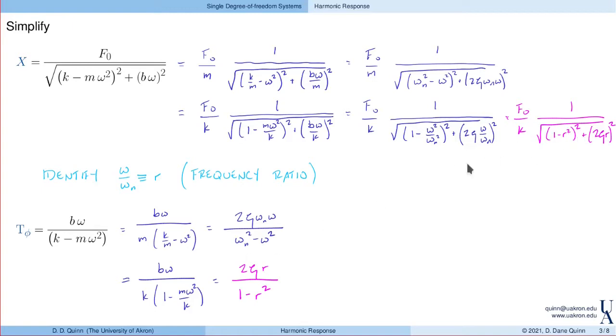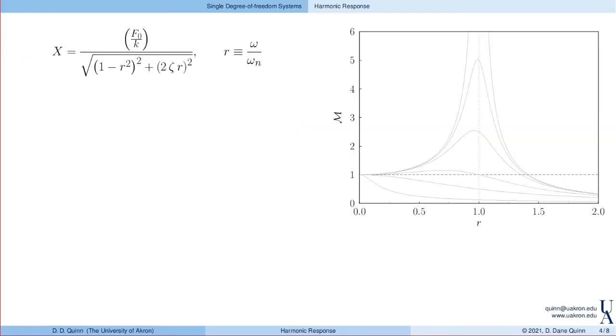So let's see how these behave as we change zeta and omega n. All right, so here it is again. This is the amplitude, and this is the frequency ratio, and we'll first focus on this amplitude calculation. And I'm going to write this in a specific way. The amplitude I'll write as, again, f naught over k, and this other stuff I'm going to identify as m, and it's a function of r and zeta.